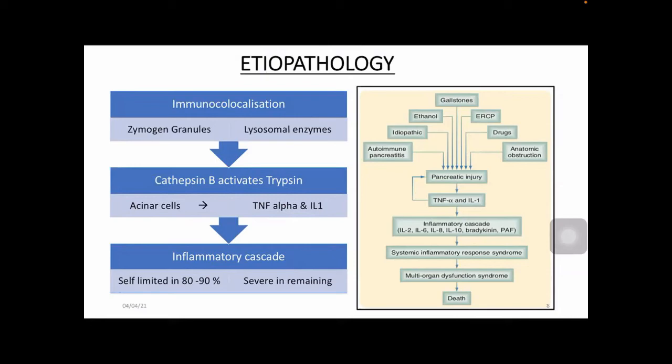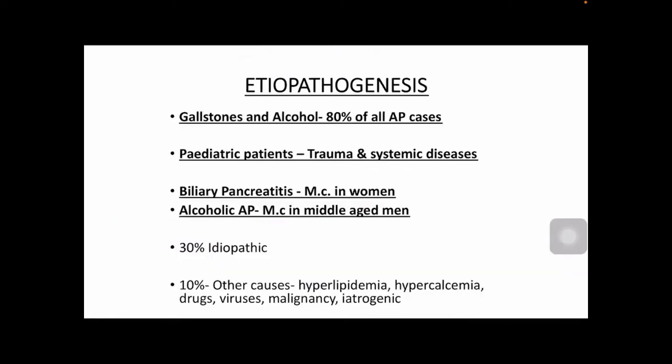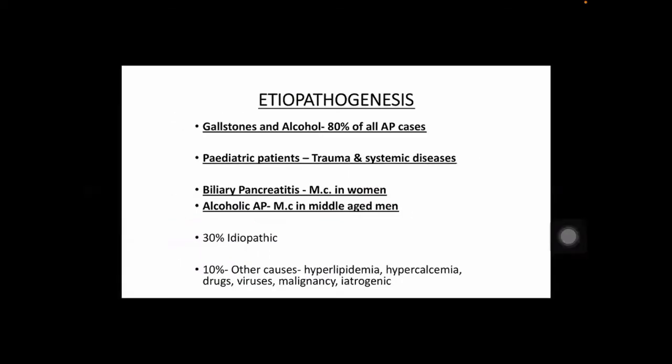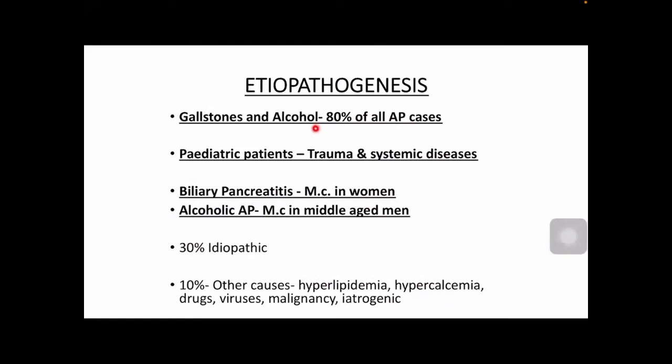Fine. So etiopathogenesis, always remember, most of the cases which you have encountered in your routine practice would have been because of either gallstones or alcohol. 80% of all acute pancreatitis cases. Remember, in the Western scenario, biliary pancreatitis is the most common. Alcohol is the second most common. That's why in the West, they give alcohol as the second most common cause of acute pancreatitis, whereas in the Indian scenario, you see alcohol more frequently.